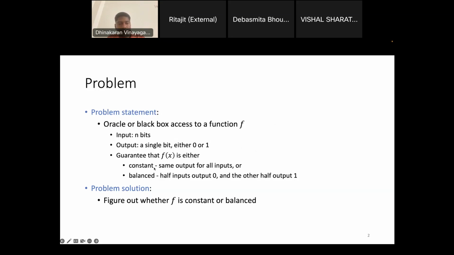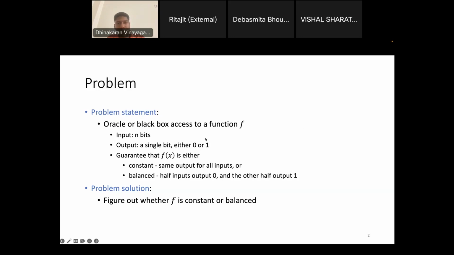And what does it mean by a constant function? A constant function means that f provides the same output on all its inputs. So the output can be either 0 on all its inputs or 1 on all its inputs. And what does it mean by a balanced function? Half of the inputs output 0 and the other half of the inputs output 1. Doesn't matter which half.